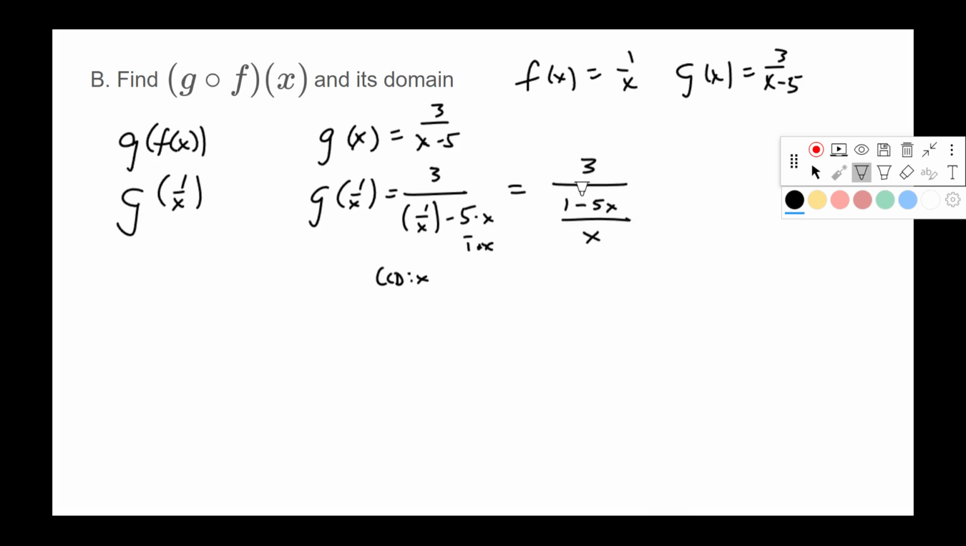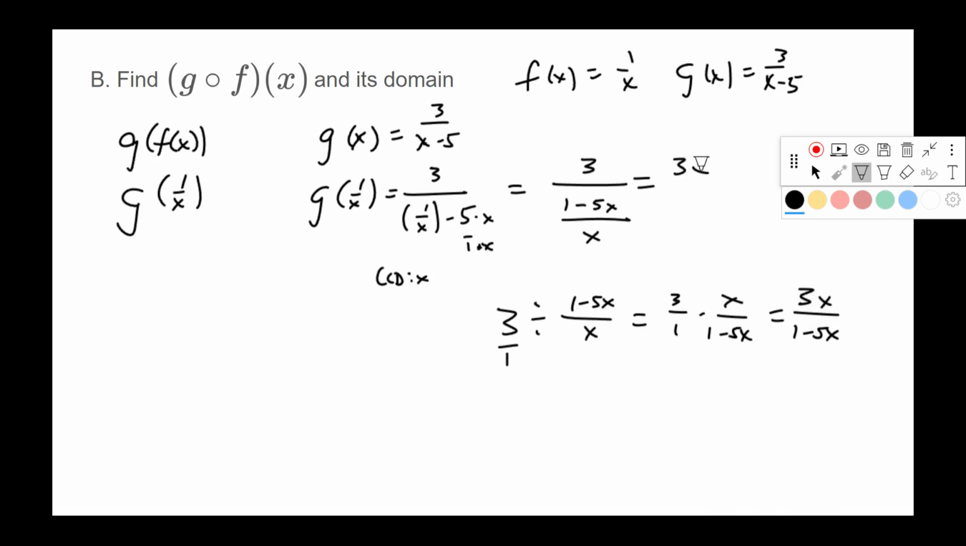Okay, now we got one fraction underneath. And then we have 3 over that. So we can do this 5th grade style. 3 divided by 1 minus 5x over x. Put a 1 underneath. That's 3 over 1 times x over 1 minus 5x. So that's going to be 3x over 1 minus 5x. That's my answer. So g of f of x is 3x over 1 minus 5x.